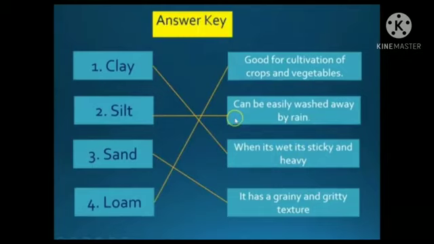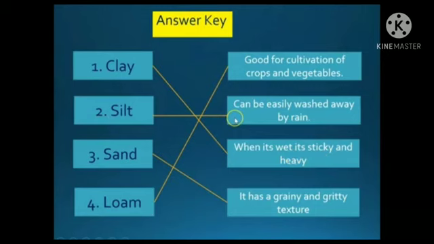Okay, clay, when it is wet, is sticky and heavy. Silt can be easily washed away by rain. Sand has a grainy and gritty structure. Loam is good for cultivation of crops and vegetables.